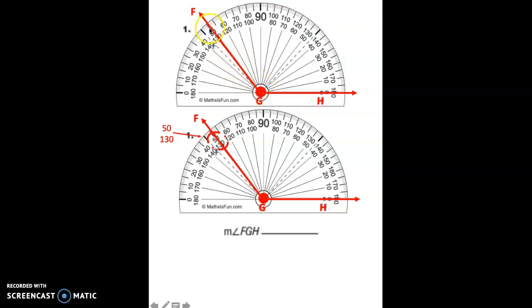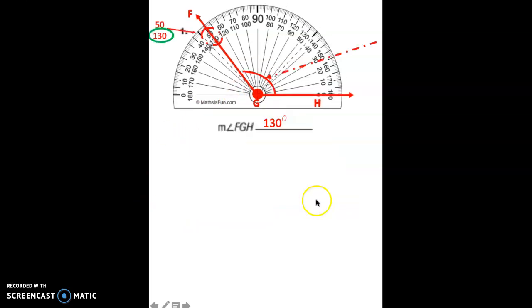Now, since this is a larger angle, or an obtuse angle, as you can see it opens up wide, I'm going to use the numbers on the bottom scale, the larger numbers. So I see it intersects between 50 or 130 degrees. Using my knowledge of angles, I know I'm using the larger numbers for an obtuse angle. Since this is an obtuse angle, I'm going to choose 130. So the measure of angle FGH is 130 degrees.